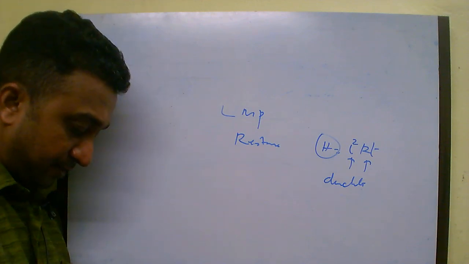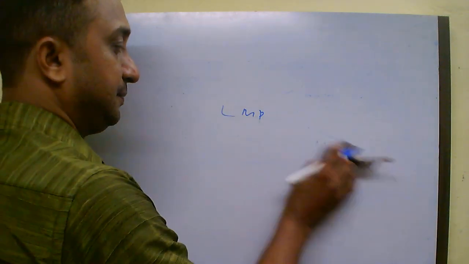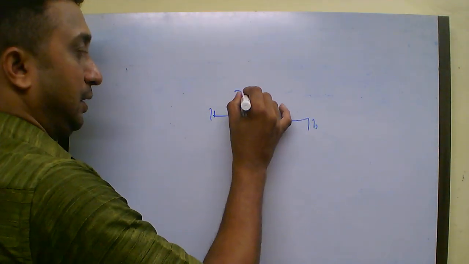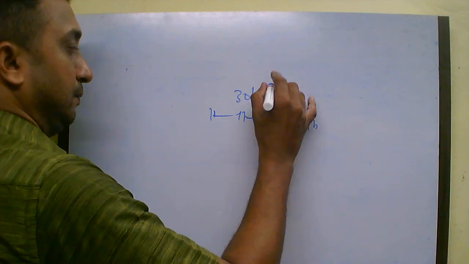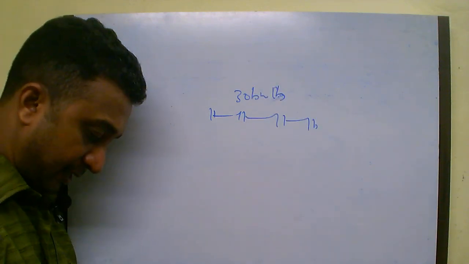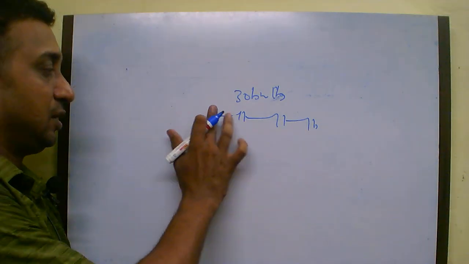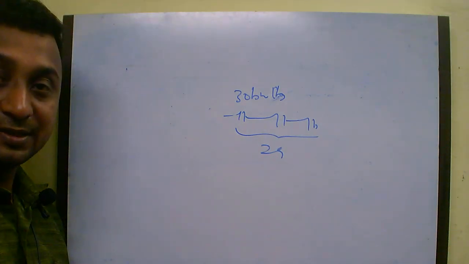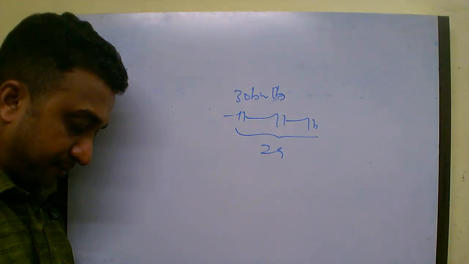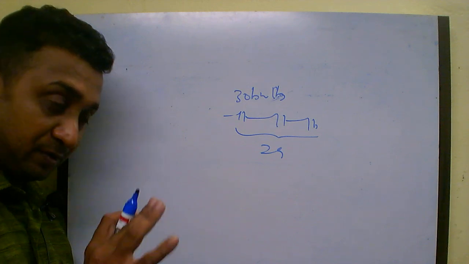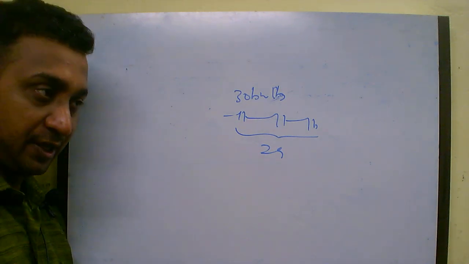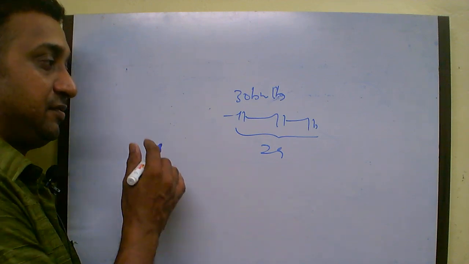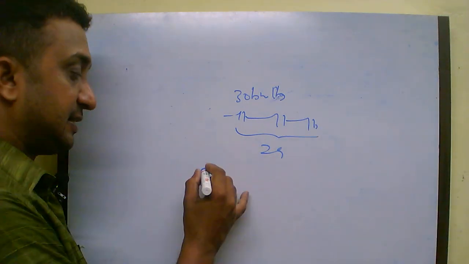Next question: 30 bulbs are connected in series. So you have 30 bulbs connected back to back. If one of the bulbs fuses, and the remaining 29 are again connected in series, the question is, will the brightness of the light increase or decrease? What will happen to the brightness? Will it increase or decrease? See, when you connect the bulbs in series, the resistance gets added up.